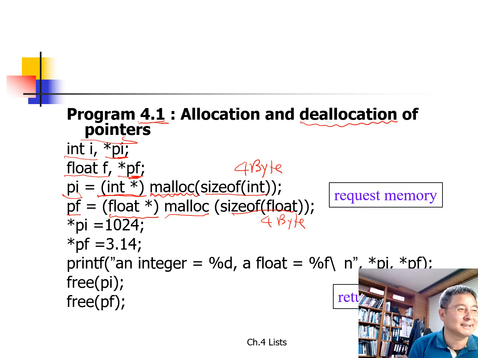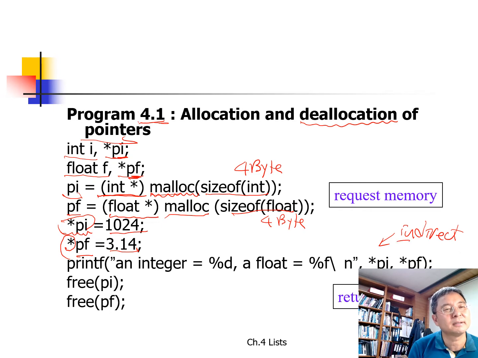The size of a float is also 4 bytes, but the type of this pointer is float asterisk. Then we can assign asterisk pi, indirect access of this memory space, 1024. It is an integer. And also asterisk pf, indirect access to pf, equals 3.14, a float variable, a real number here. And then we can print pi, asterisk pi, and asterisk pf. Okay, that is indirect access, or dereferencing.